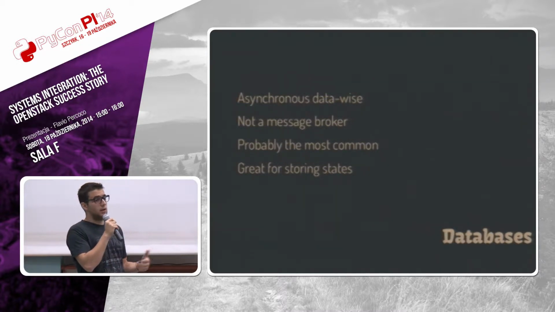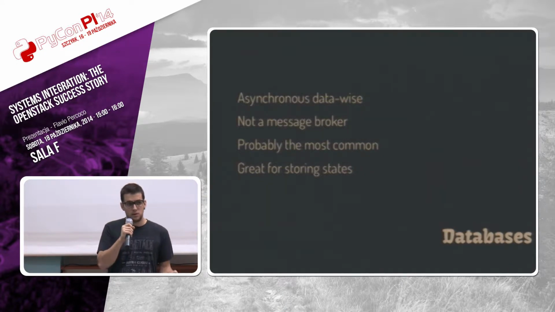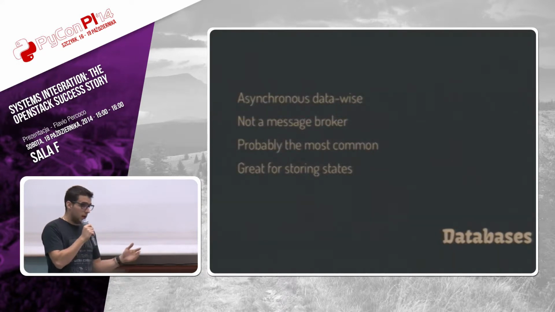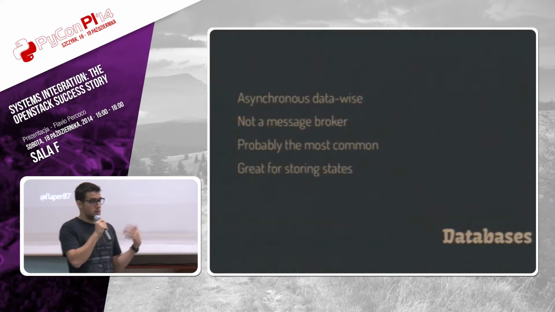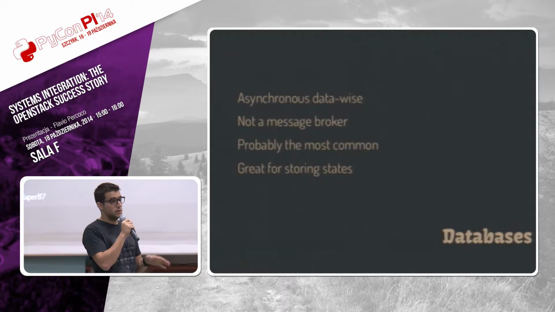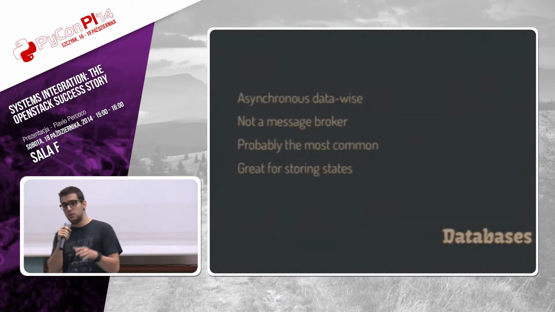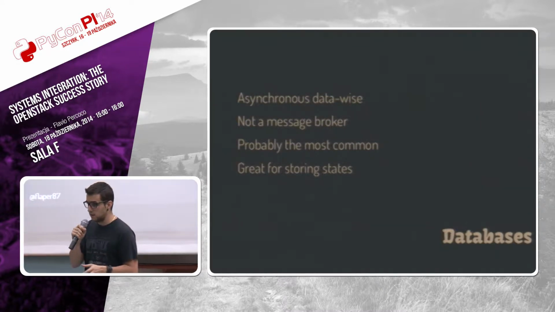And the only thing Nova API sends to the communication bus is, hey, we need to create a new instance, and this is the instance ID. And Nova Compute will take that message and will create a new instance. But the record in the database is already there. It just has the basic information that Nova API already knew about the instance.